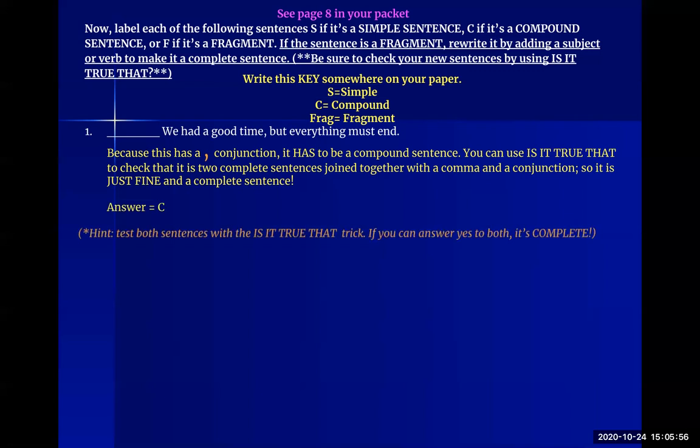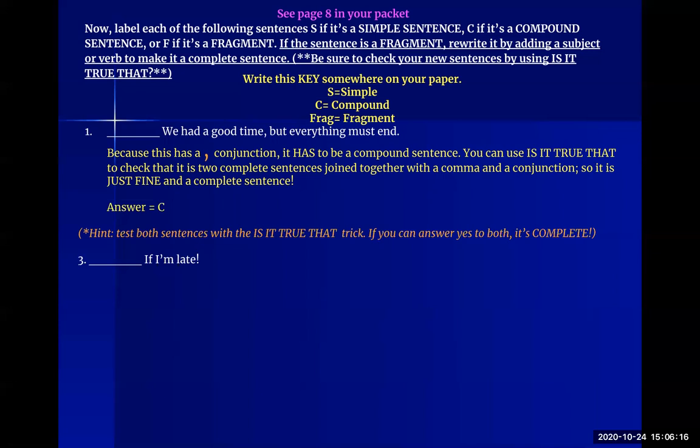Again, you need to test both sides with that "is it true that" trick. If you can answer yes to both sides and there's a comma and a conjunction, it's complete. I'm going to ask you to skip to number 3. "If I'm late." So we're going to use our "is it true that" to check. Is it true that if I'm late?